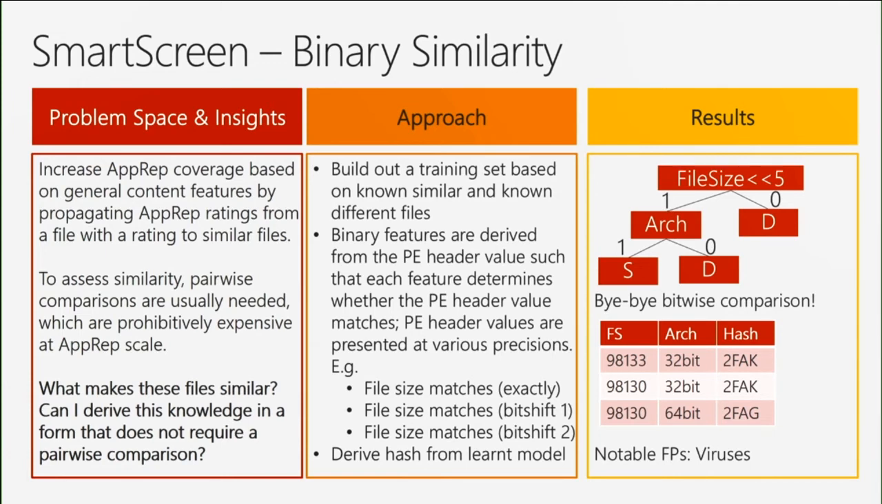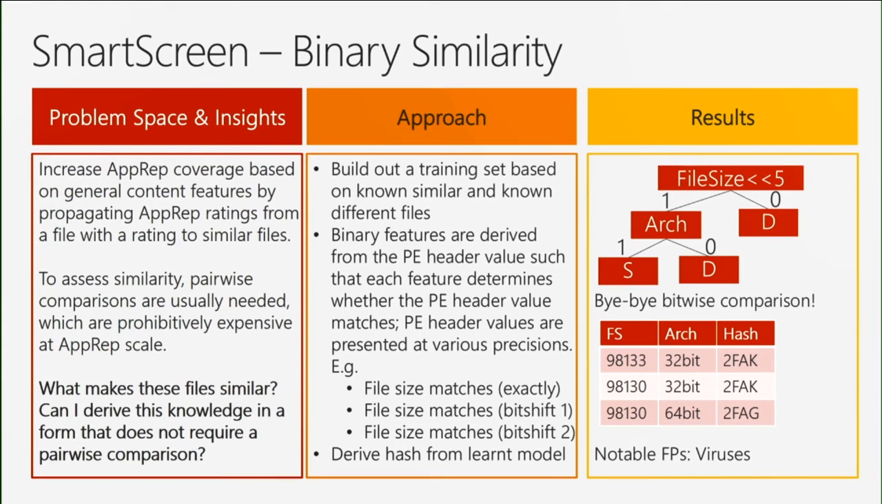So are we able to use machine learning to, first of all, tell us whether these files are similar? Now, similarity is a little bit tricky at the scale that we're dealing with at Microsoft, because similarity often requires pairwise comparisons, which is prohibitively expensive in the app rep space. So can we devise a model that A, tells us that files are similar, and B, do that in a way that we don't have to do pairwise comparisons?